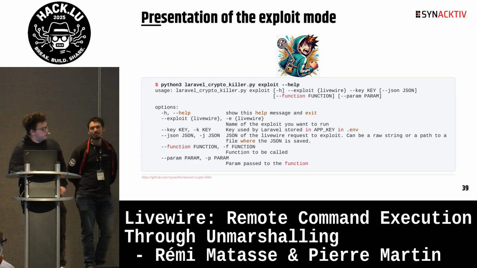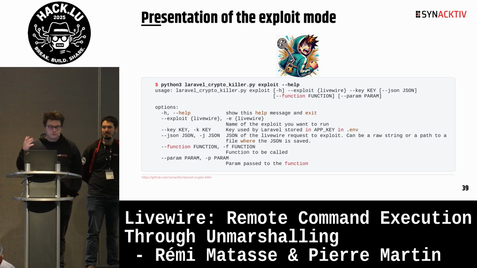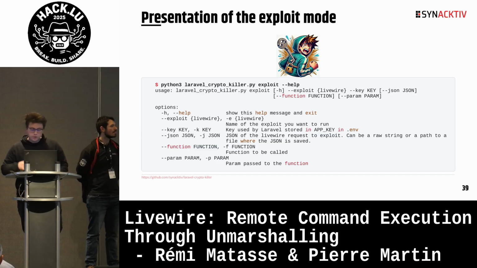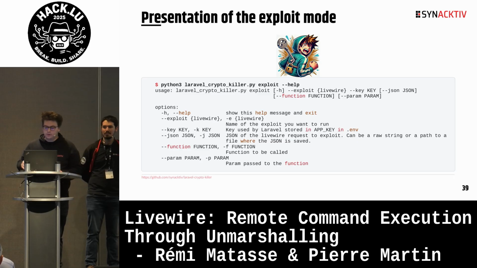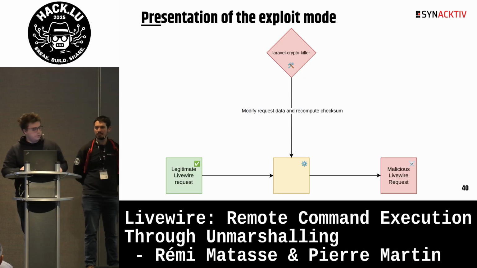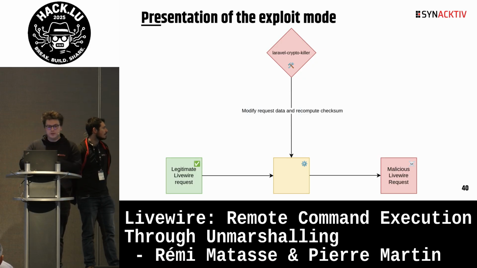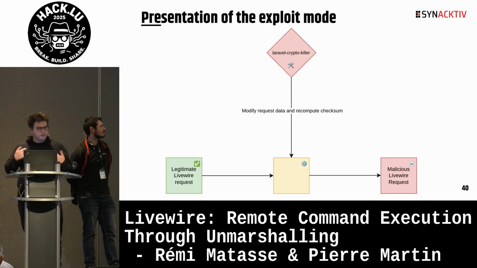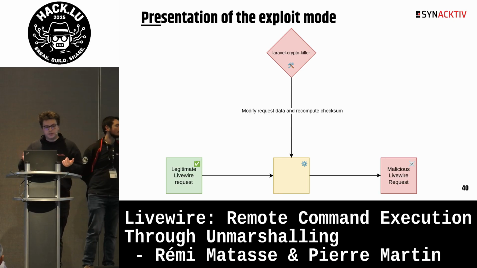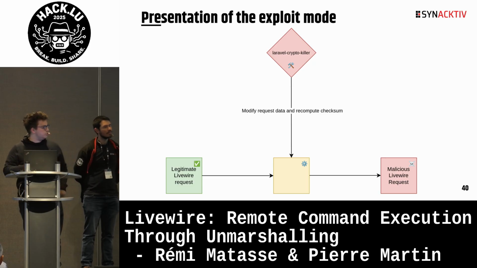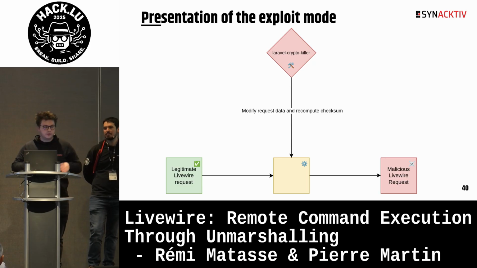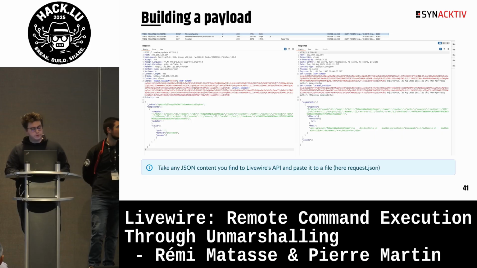So how the tool is working, you have an exploit method, which takes the exploit name. Actually, there is only Livewire, but maybe more to come. Of course, we need the app key and a JSON parameter, which is actually the JSON POST request which is made to Livewire. So what the tool is doing, it's taking the legitimate request from Livewire, modifying data inside to gain the command execution or the function that you want, recomputing the checksum, outputting the new malicious JSON request, and you just have to copy paste it and send it to the server to gain remote command execution.